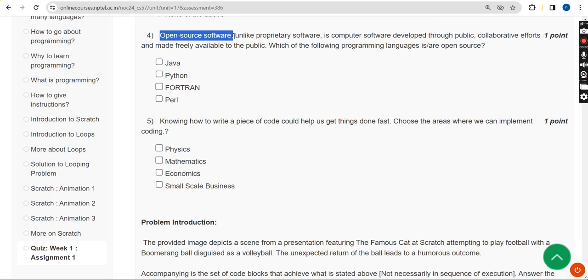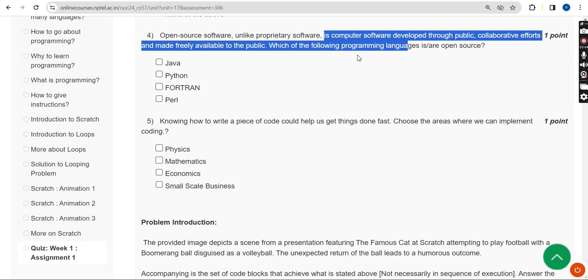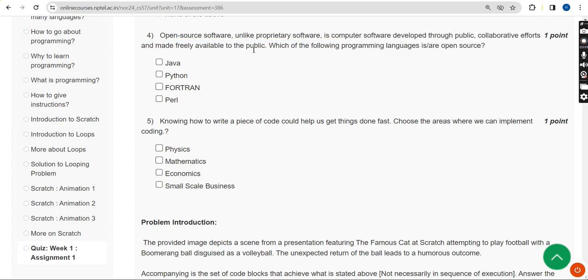Fourth one: open source software, unlike proprietary software, is computer software developed through public collaborative efforts and made freely available to the public. Which of the following programming languages is or are open source? For the fourth question, there are multiple answers: Java, Python, Fortran and Perl. All these four are open source programming languages. They are available publicly on the internet. Now let's move on to the fifth question.